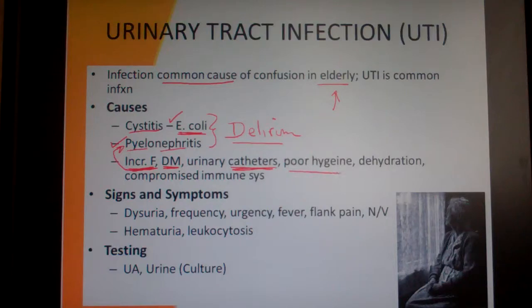Okay, poor hygiene, of course, this is more of a female kind of thing where they're wiping the wrong way and bringing pathogens into their urinary tract and causing infection that way. Dehydration, again, water will flush things out. Lack of water makes it harder to flush out, and always, of course, a compromised immune system is a risk for pretty much everything. Okay, so painful dysuria, so painful urination, frequency as in you have to go a lot. When you have to go, you really have to go now.